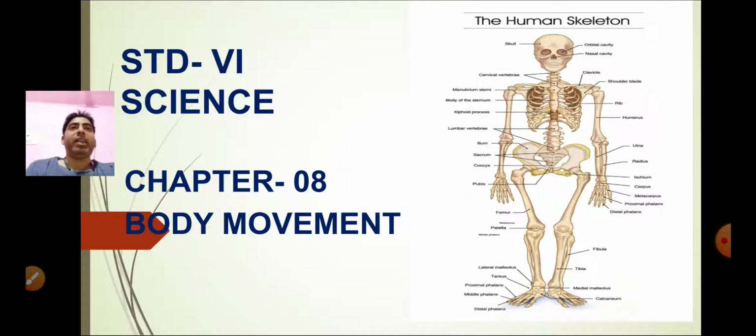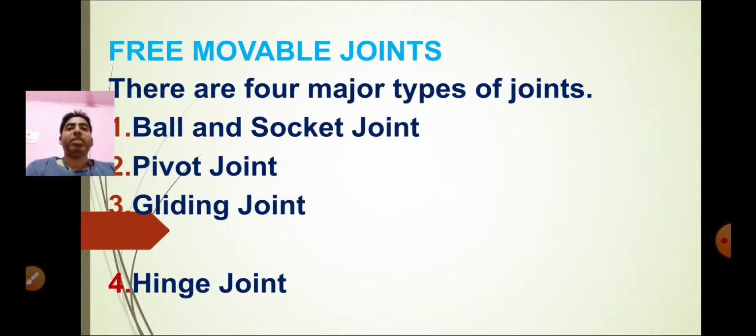Cartilage makes the end of the bones smooth and reduces friction between the bones during movement. Cartilage is also present in other parts of the body, like the upper part of the ear and the front part of the nose. Now we are going to start the types of movable joints.